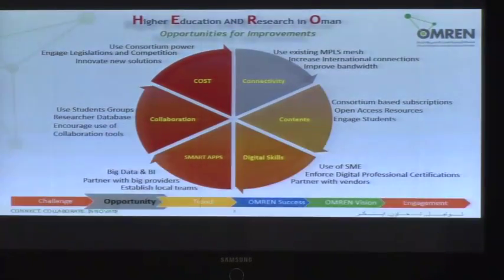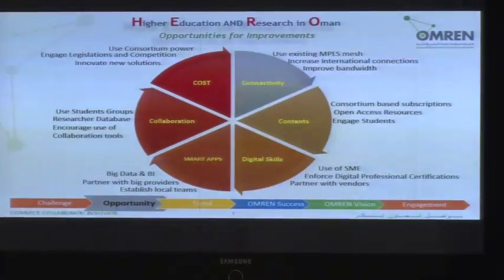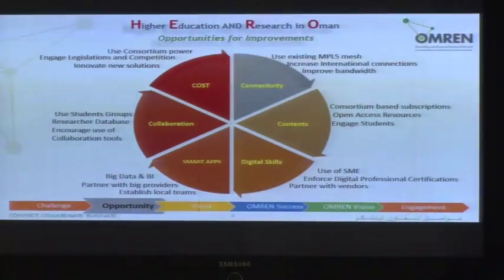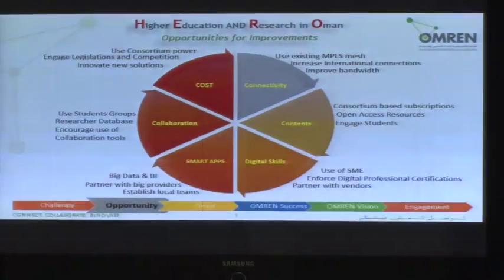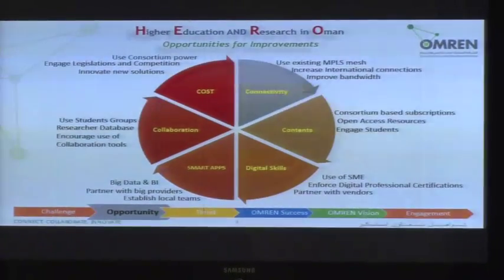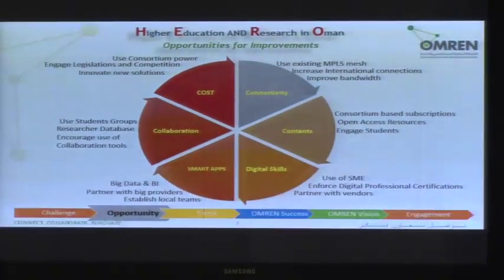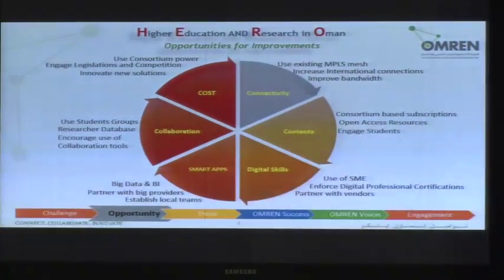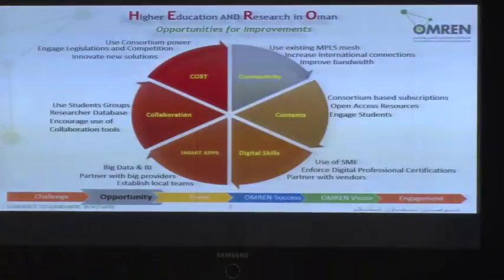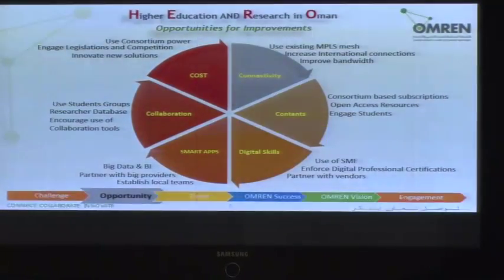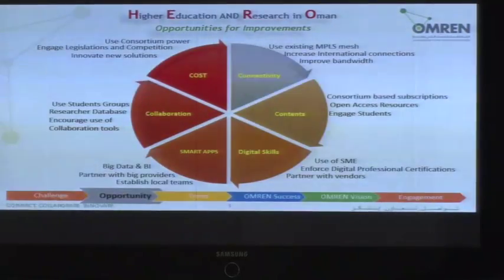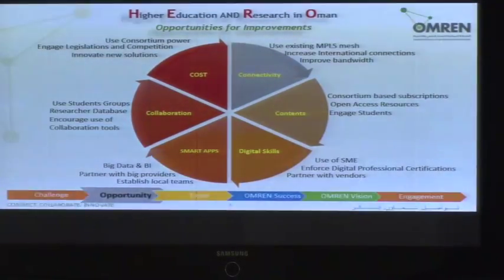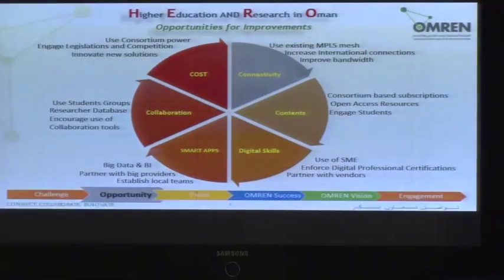Cost. What we have done with the existing ISPs, with the power of the consortium, is drop the price from $500 per megabit per second for the internet connectivity to just $64. And that is a huge reduction. That did not come from Omren itself. It comes from you, from the consortium, from the power of the members. We are now 23 members. We have Sultan Qaboos University, we have 8 universities, and we have so many other colleges and research centers.